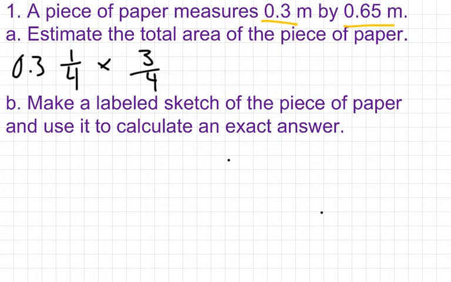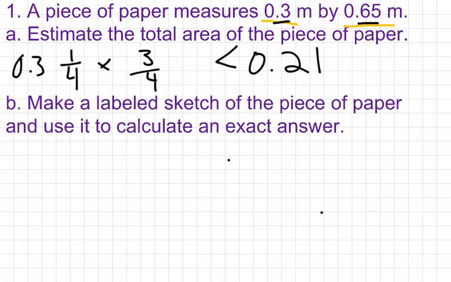And in these cases, I can also just look at my numbers that I find close or compatible. If this was 3/10 multiplied by 7/10, that would give me 21 hundredths. So I know that my answer is going to be a little bit less than 21 hundredths. So there's how we can do some little estimation. Now we can make a labeled sketch of the piece of paper and use it to calculate an exact answer.